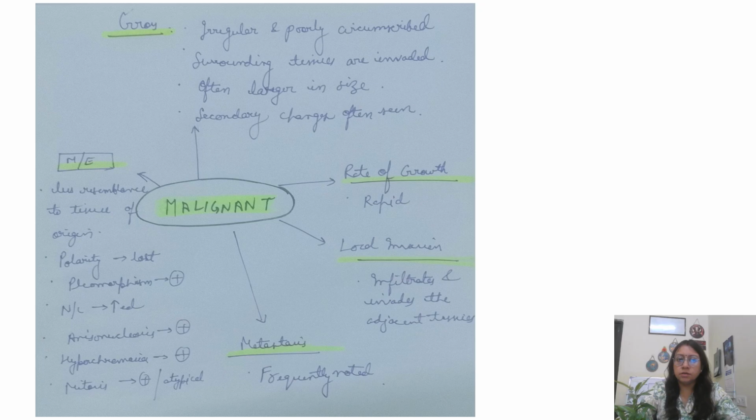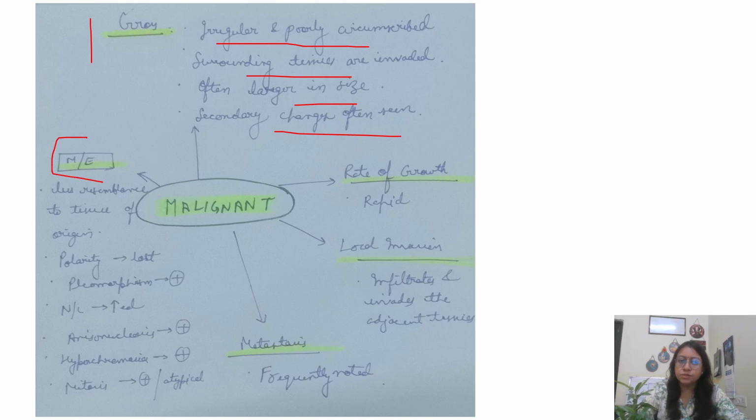Then coming to your malignant, in the same gross, what do you see? An irregular, poorly circumscribed tumor, surrounding tissues are invaded, it is larger in size, and secondary changes are more frequently seen, like your hemorrhage, necrosis, and cystic degeneration. So all those changes are more often noted in the gross specimen of malignant tumors.